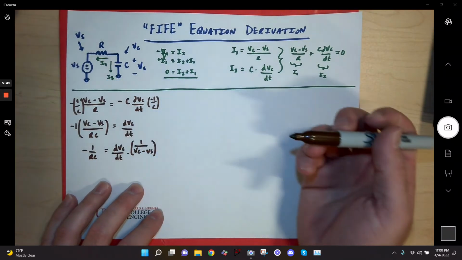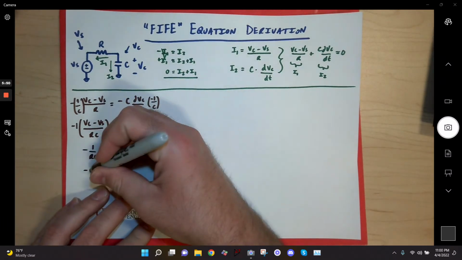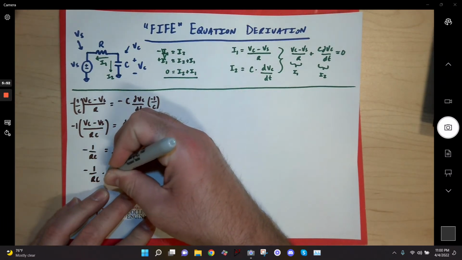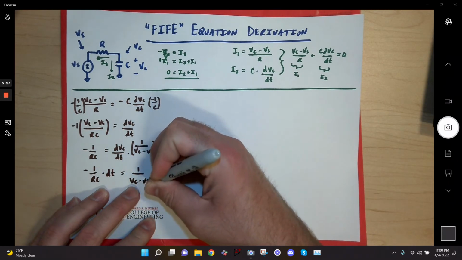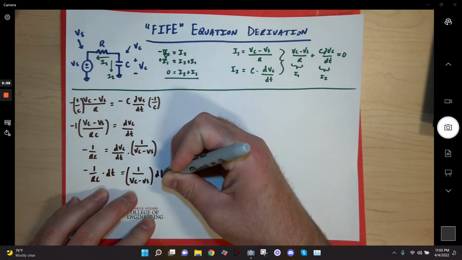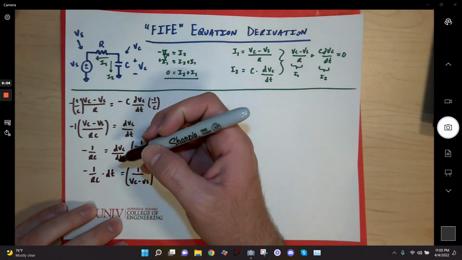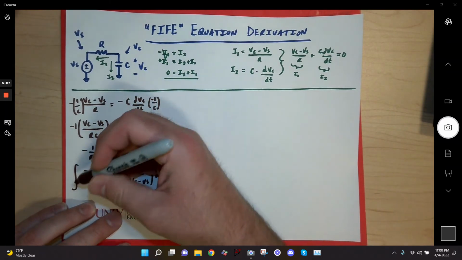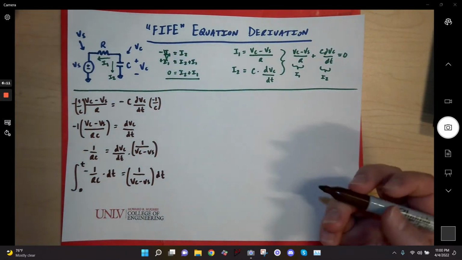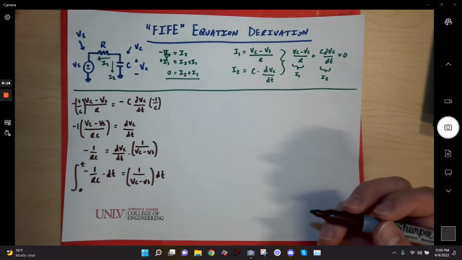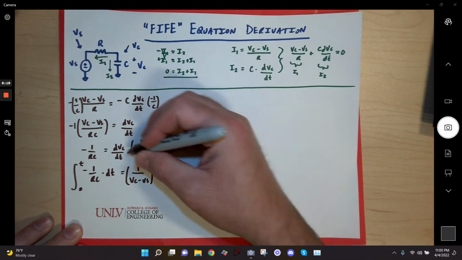Now the last thing I'm going to do for the separation of variables is move this dt over to the other side. So I get negative 1 over RC times dt is equal to 1 over Vc minus Vs dVc. Sorry, this side's not dt, this is dVc. Now I'm ready to actually integrate this. I'm going to integrate from 0 up to some time t, that's the time where I would be interested in the capacitor voltage, and I'm going to integrate my capacitor voltage.